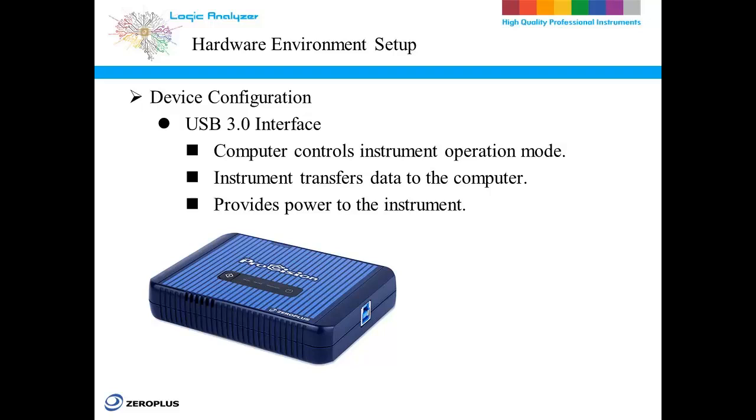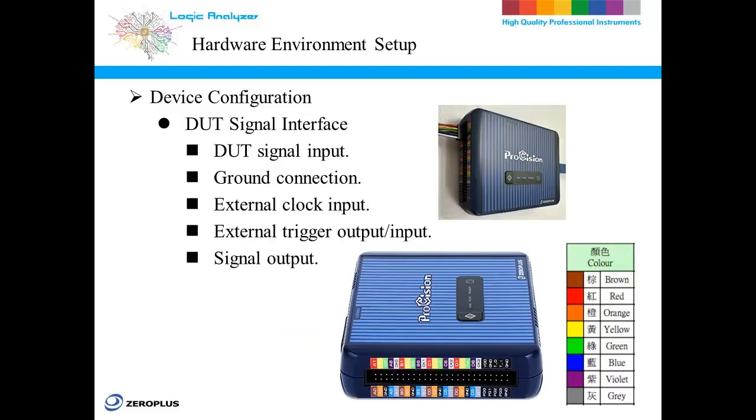Honestly, that's super handy. Next up is the signal interface for the device under test, or DUT. This is where you connect the circuit or device you want to observe, and it's got a few key input and output points. First, there's the signal input. This is the main source of the data you're measuring. Then there's the ground connection, which is super important. It ensures the instrument and the DUT share a common reference point, so you don't get noise or messed up data.